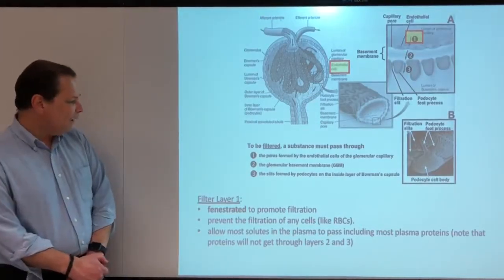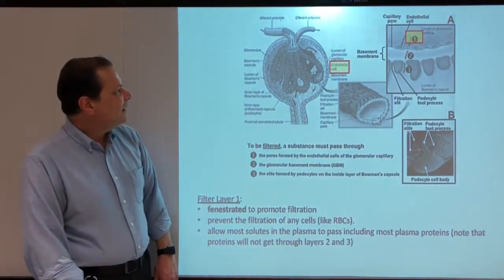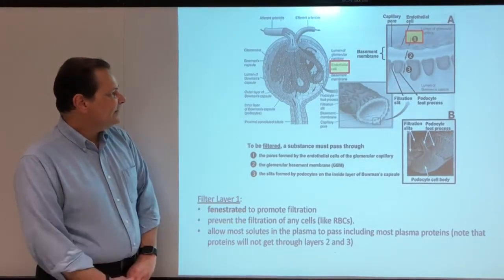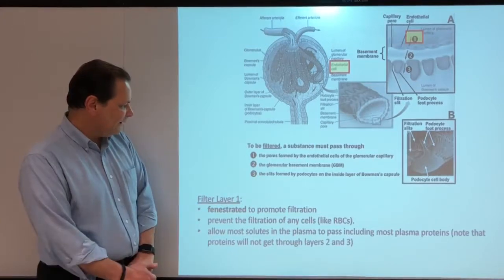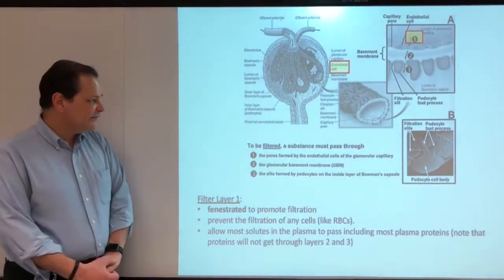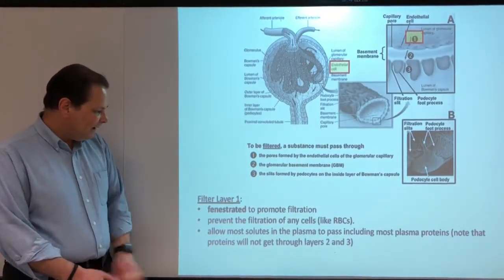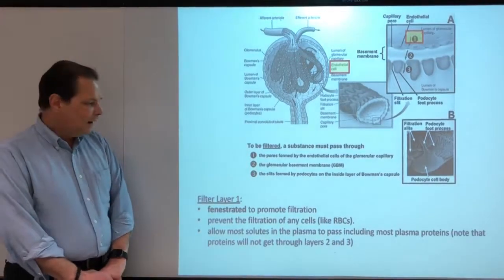Our filter layer 1 is fenestrated, okay? And that means that there are these holes in the endothelial layer, which is what we're talking about here, to promote filtration. And those 70 micron fenestrations are big enough to pass most proteins, most plasma proteins.